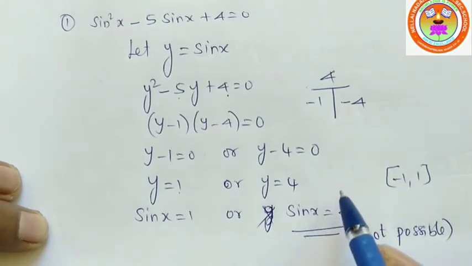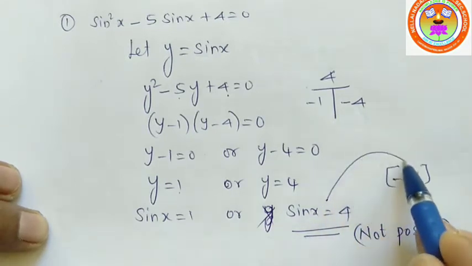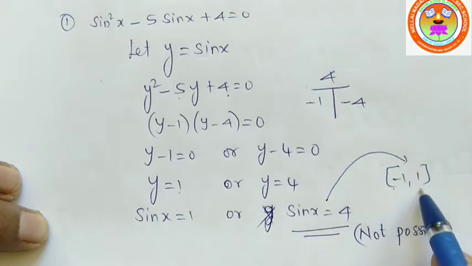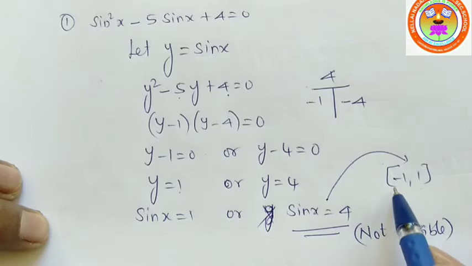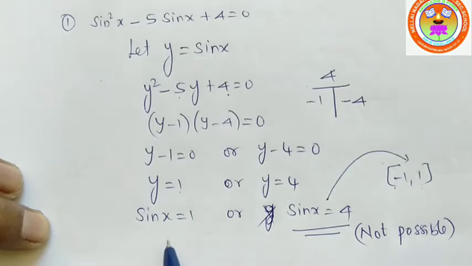So the range of sin x lies in the interval minus 1 comma 1. Under this interval, 4 is not available, so this is not possible. Or we can say the sine function takes only values from minus 1 to plus 1. So 4 is not applicable, and we can take only sin x is equal to 1.